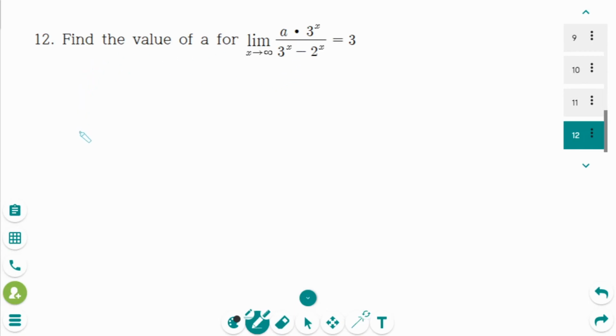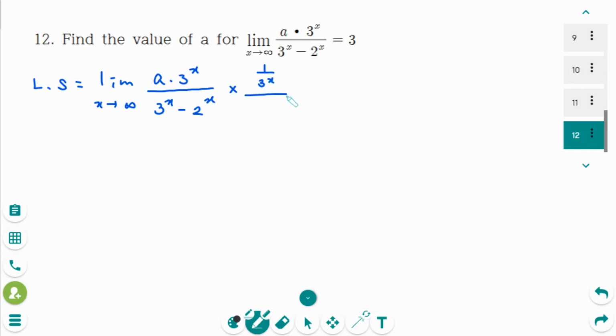This one is the next question. This question is very similar to question 11. So start with the left side first. Like this. And this is infinity over infinity form. Then what is the highest power of the denominator? So which is this? So times 1 over 3 to the power of x each side, and then expand.